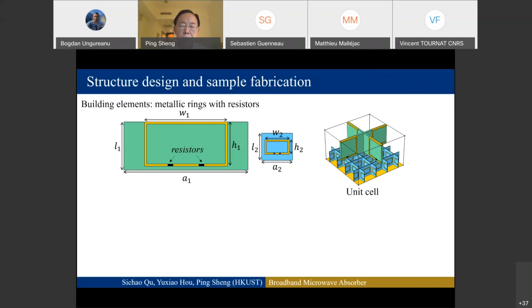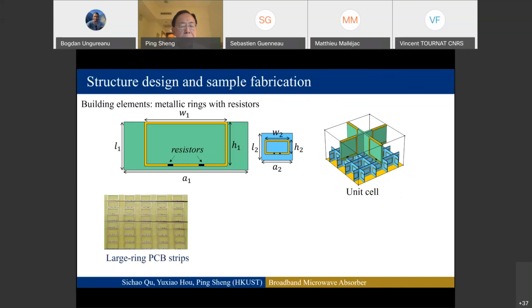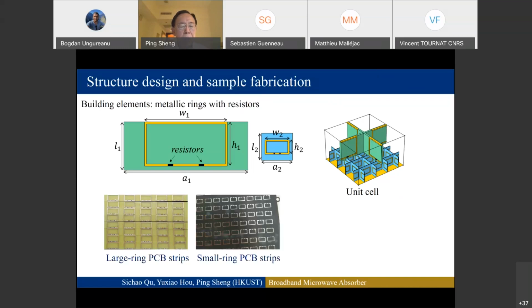Of course, these two metallic rings cannot be right on top of each other, because if they are, they are going to interfere with each other. So some separation is needed. So there is some kind of a design optimization. We don't want them to interfere with each other too much. And this is the actual large ring sample shown. Probably you can see the gaps. That's where we put the chip resistors. And so they can be mass produced very easily.